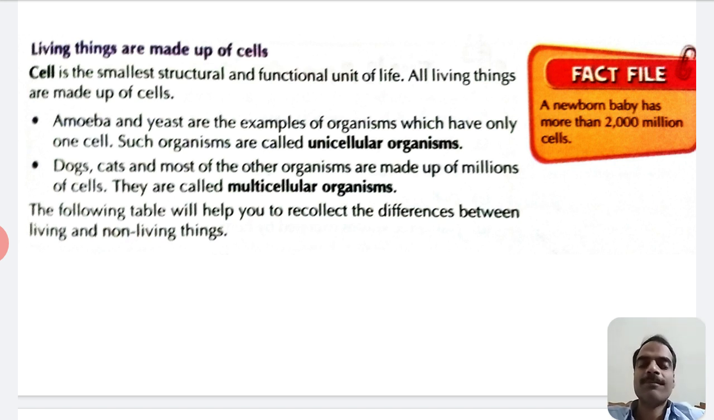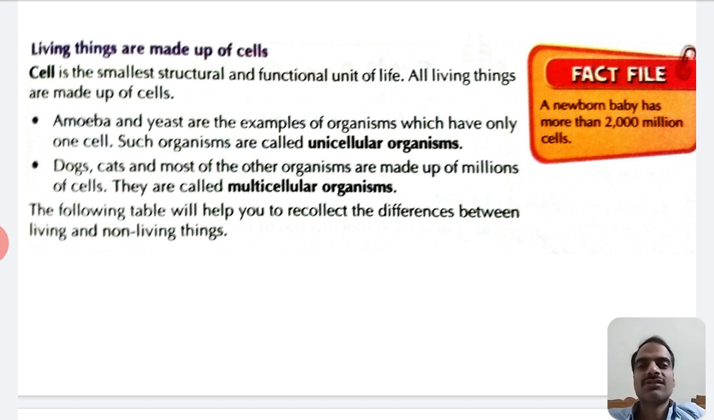Structural unit means the body is made up of cells, and functional unit means whatever functions happen in the body start from the level of the cell only, like respiration, growth, reproduction, development. All these things happen from the cell level only.